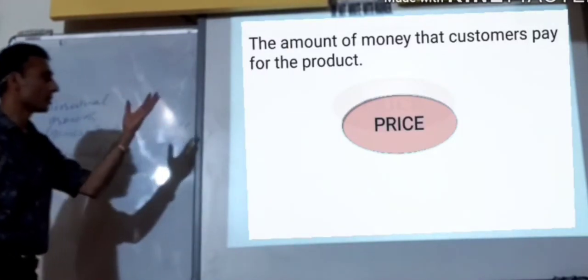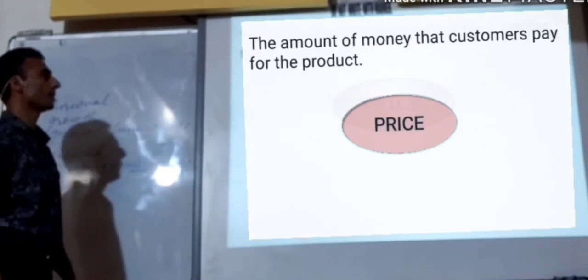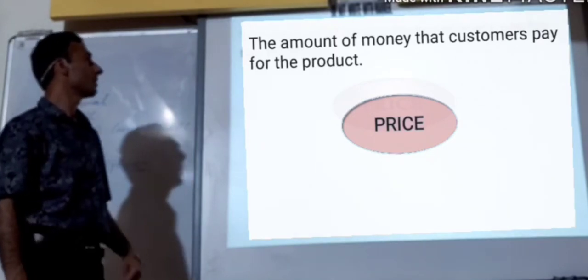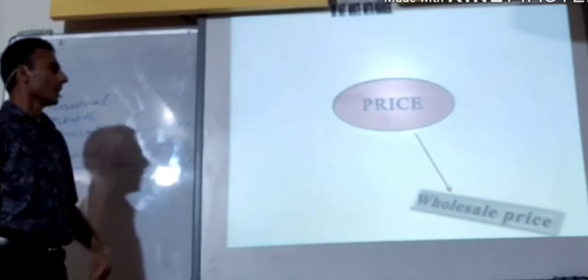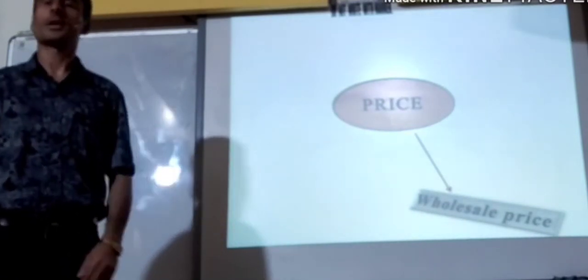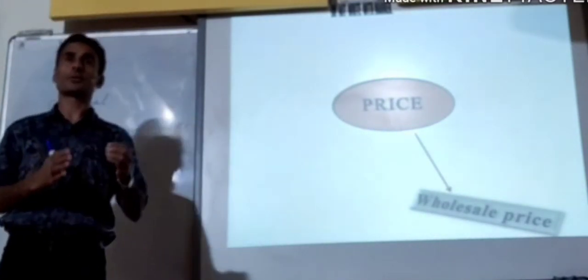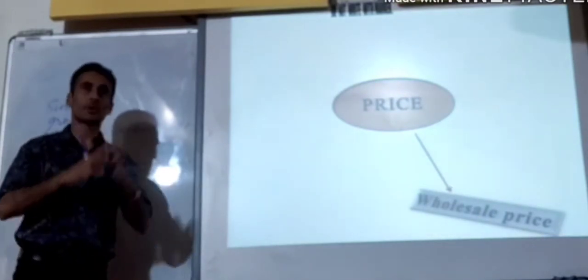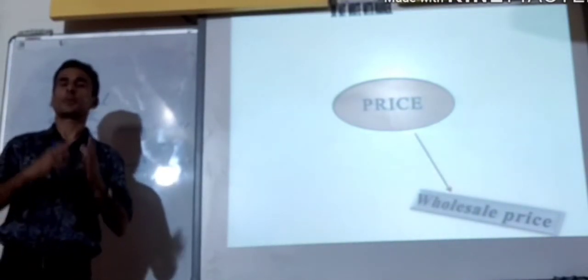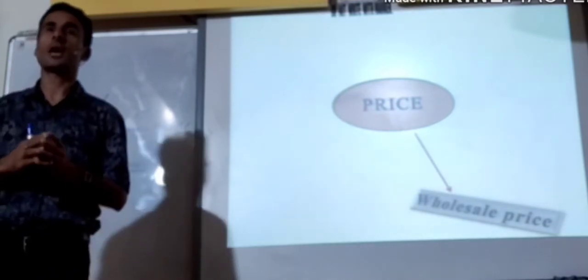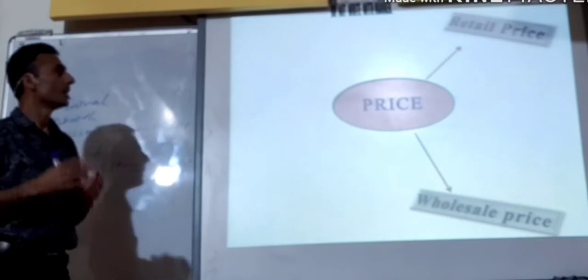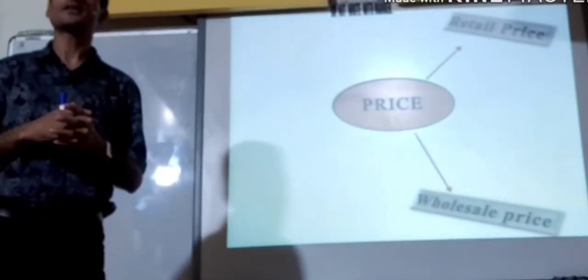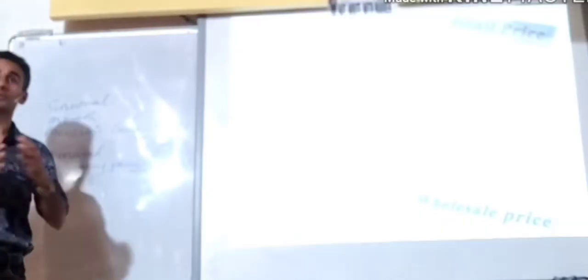So what is the price? The amount of money that customers pay for the product. That's the price. Now, what makes up price? What are the elements included in price? Wholesale price. That means the price at which the goods are sold to the wholesaler. Retail price. Price at which the goods will be sold to the retailer.